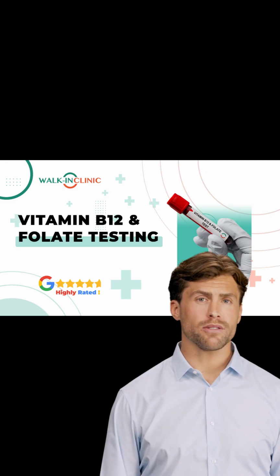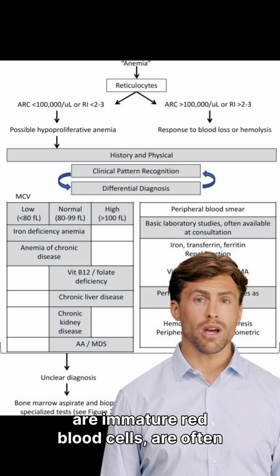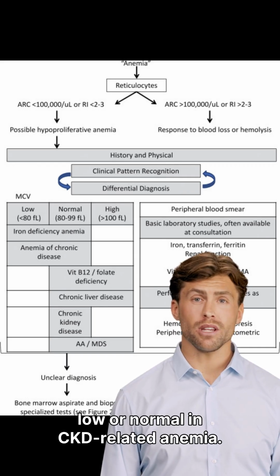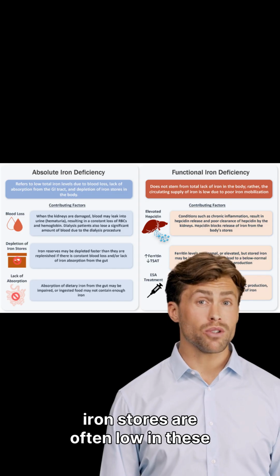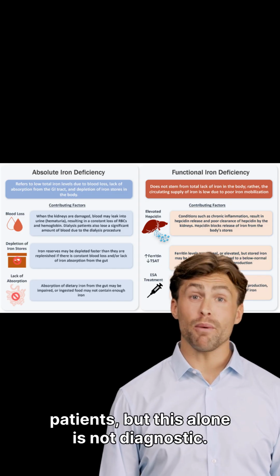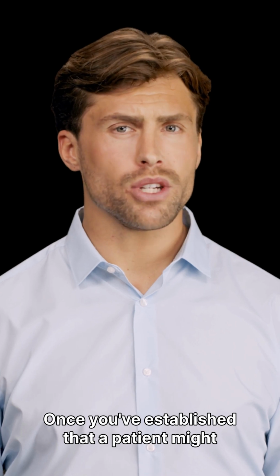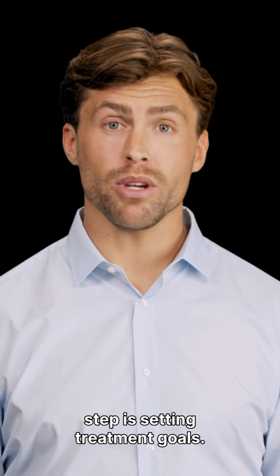active blood loss. Low or normal reticulocyte count. Reticulocytes, which are immature red blood cells, are often low or normal in CKD-related anemia. Iron stores. While not always the case, iron stores are often low in these patients, but this alone is not diagnostic. Once you've established that a patient might have anemia due to CKD, the next step is setting treatment goals.